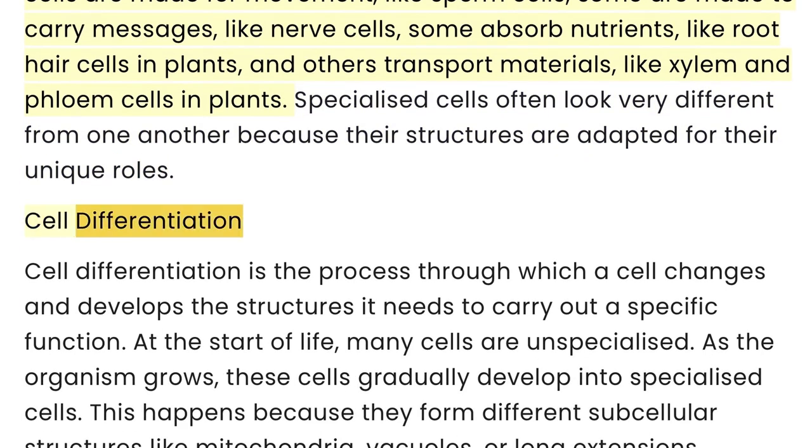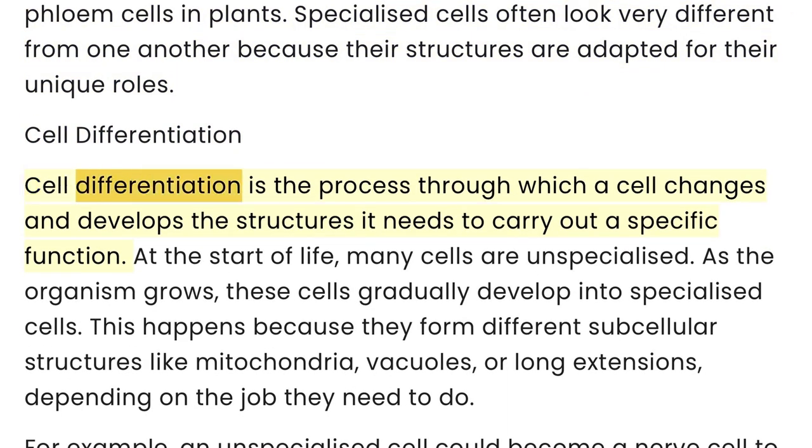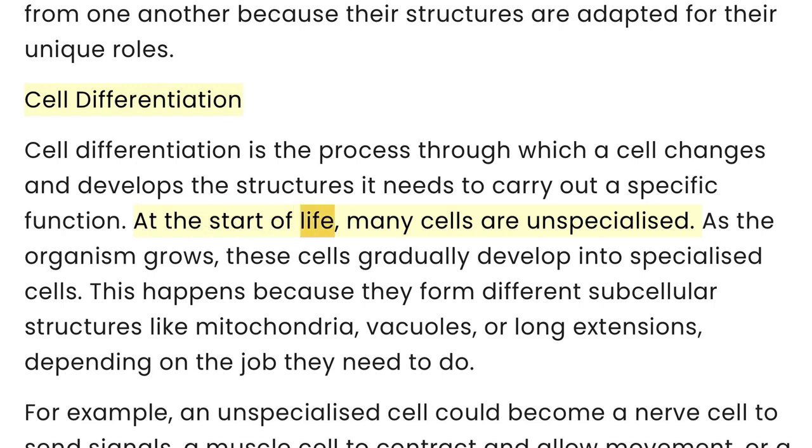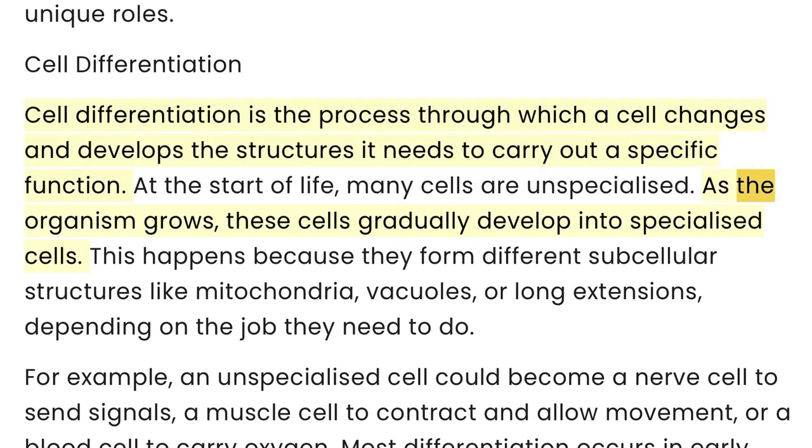Cell differentiation. Cell differentiation is the process through which a cell changes and develops the structures it needs to carry out a specific function. At the start of life, many cells are unspecialized. As the organism grows, these cells gradually develop into specialized cells.